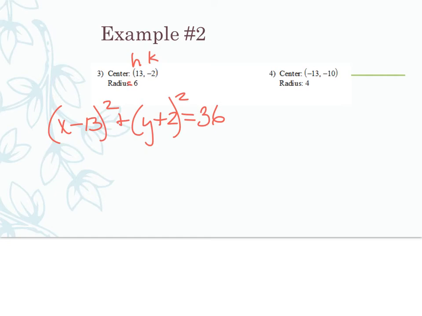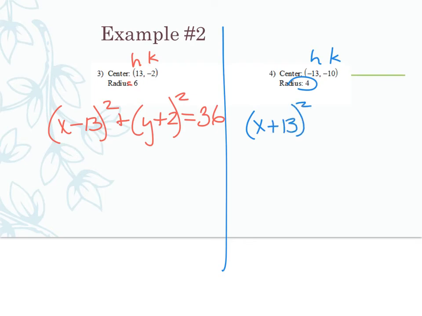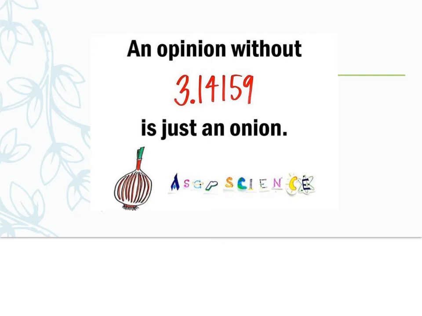Let's do the second one, number 4. Here's h, here's k, here's r. Change h, so minus negative 13 becomes plus 13. Change the k, minus negative 10 becomes plus 10. Square your r. 16, and you're done. They're that quick. It actually took me a while to get that one. Make sure you study it and figure it out.